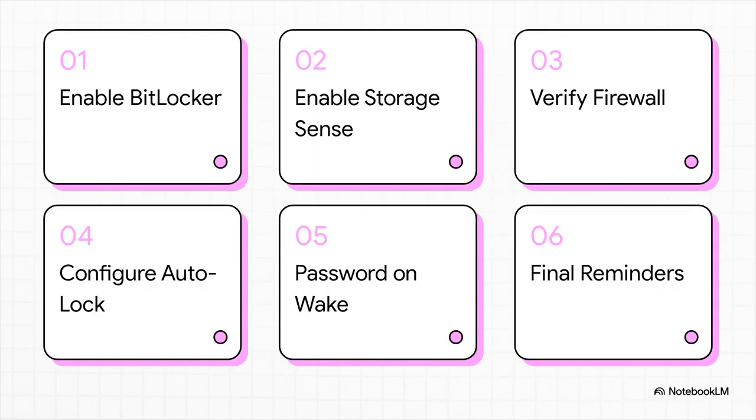Here's what we're going to cover. We'll walk through 5 required steps: getting BitLocker encryption on, enabling Storage Sense, making sure your firewall is up, setting up auto lock, and then requiring a password when the computer wakes up. After that, we'll wrap up with some really important compliance reminders.